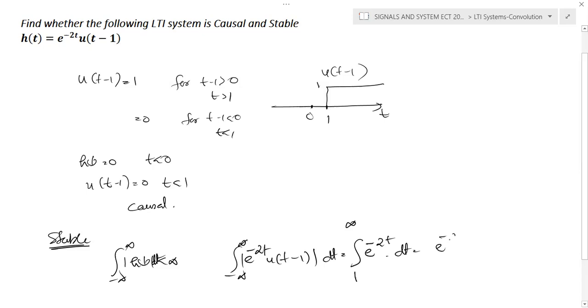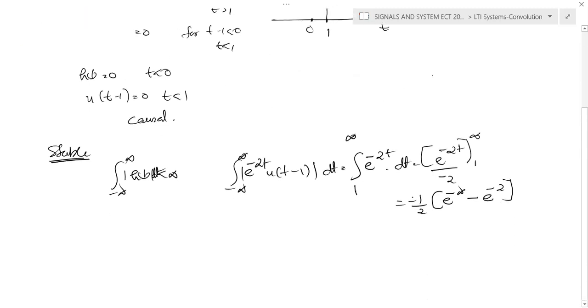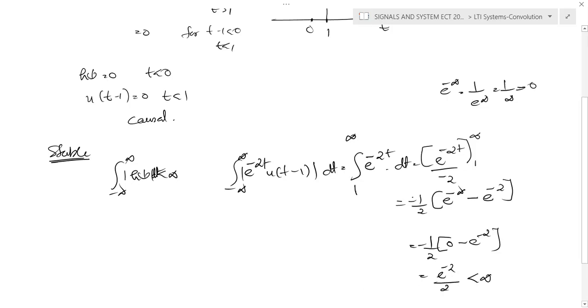If you integrate it, e raised to minus 2t by minus 2, and you can substitute the limit 1 to infinity. And if you apply the limit, you can see that minus 1 by 2 outside, then e raised to minus infinity, because already there is a minus for t. If you substitute infinity, it becomes e raised to minus infinity, then e raised to minus 2. And we know that e raised to minus infinity is 1 by e raised to infinity, that is 1 by infinity, which is equal to 0. You can write 1 by 2, 0 minus e raised to minus 2. If you observe this, it becomes e raised to minus 2 by 2, which is less than infinity. So we can conclude that the given system is stable.